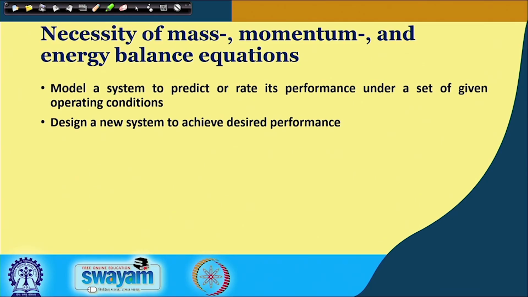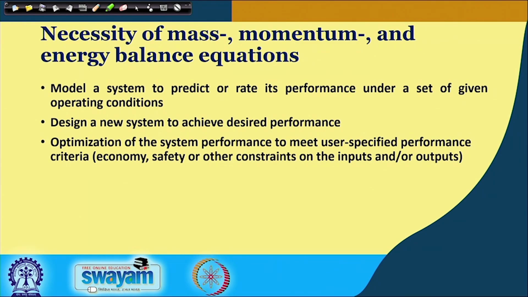Next is optimization of a system, which means you want to see that the resources are used optimally, in view of economy or safety reasons and any other constraints on the inputs and outputs. So, to decide the optimal conditions also you need the modeling.